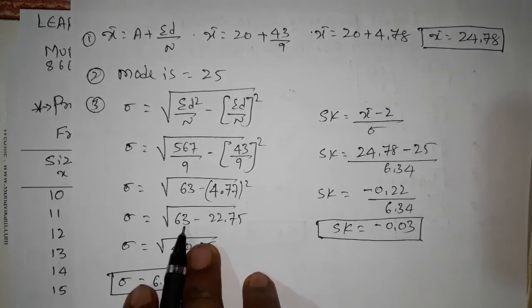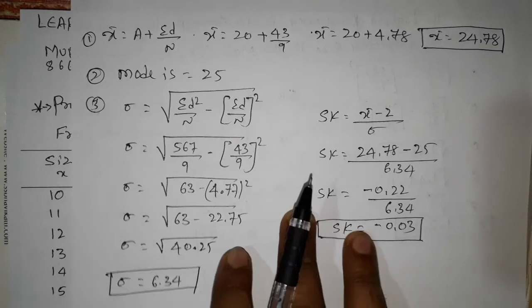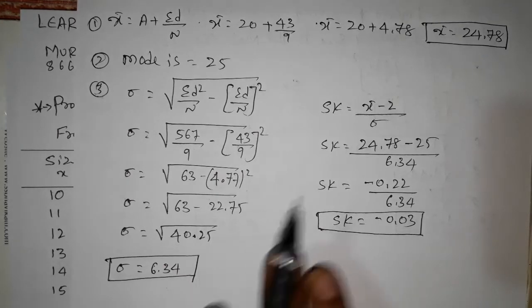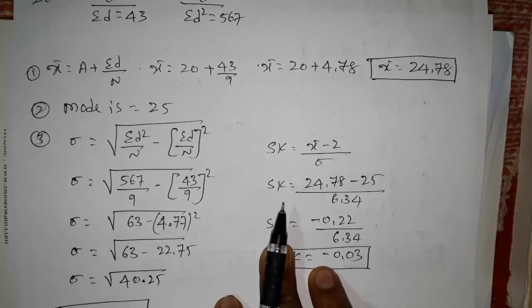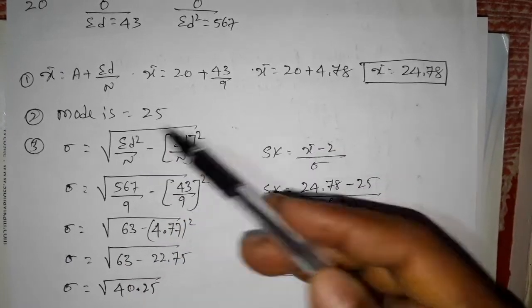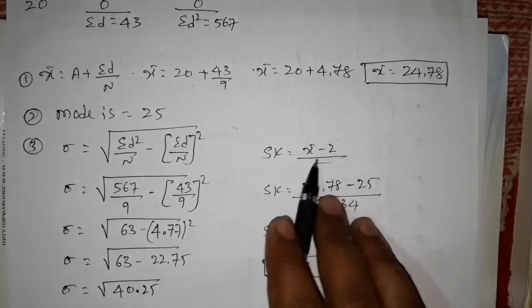Next, 63 minus 22.75, you will get 40.25. Then for the standard deviation, take the square root, and you will get a standard deviation of 6.434. Okay, now we have found all these things: the mean, mode and the standard deviation. Next is Pearson's coefficient.